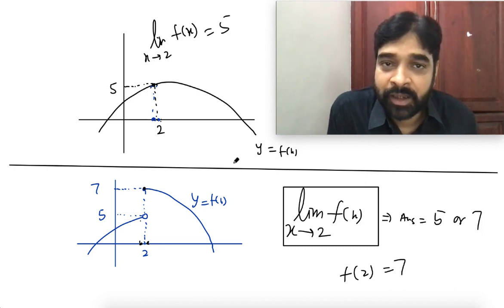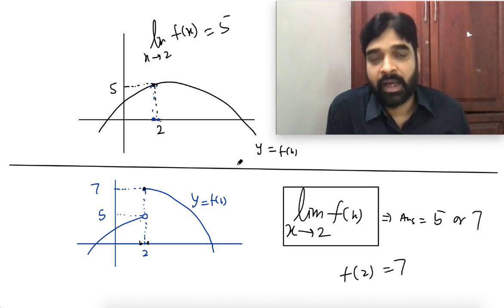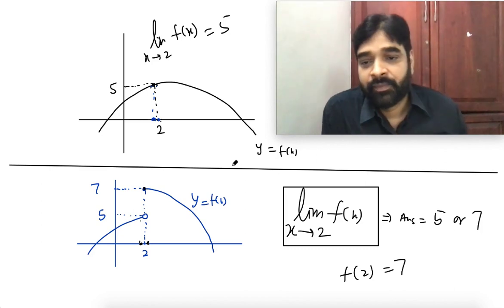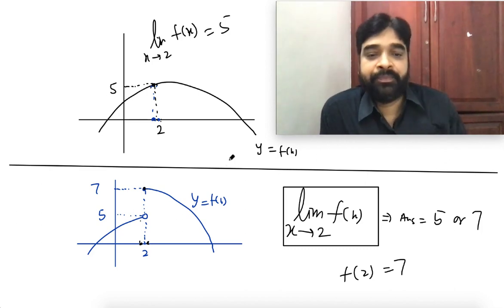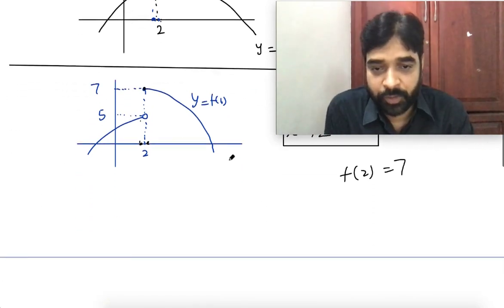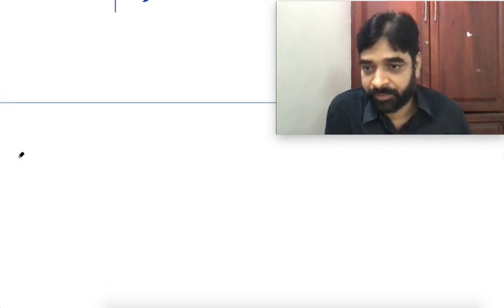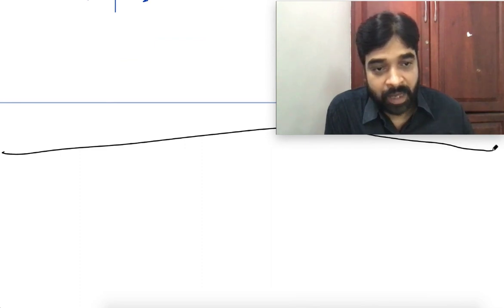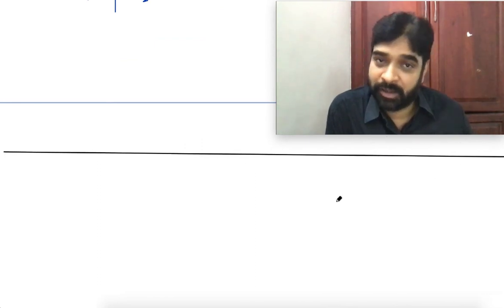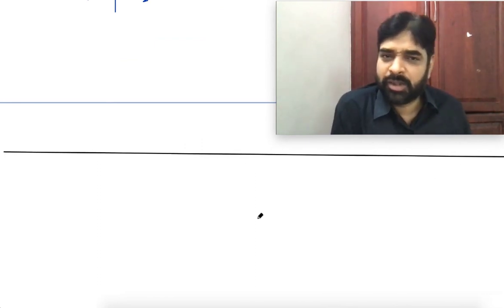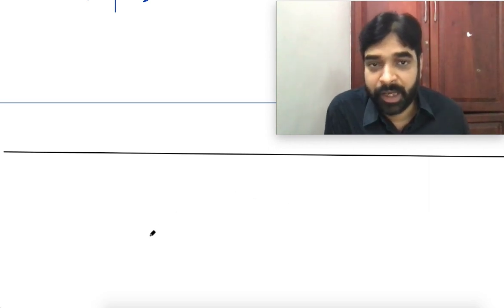Did you understand? Understood. Clear, na? Good. More I will show, so that you can become perfect. I didn't start the limit. It's just introduction. Limit is just born. We are giving naming.